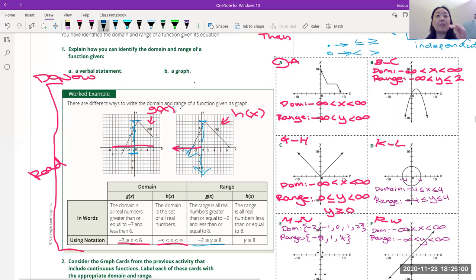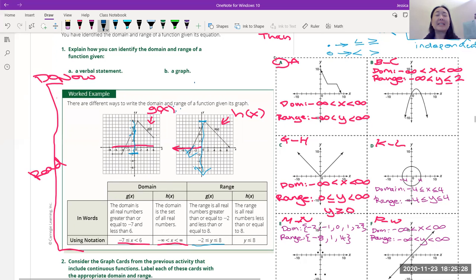All right. And then there are no open circles on any of this stuff. So yeah, that's a closed circle. These are all closed, it can equal them. So yeah, that's why we have -2 is less than or equal to y, which is less than or equal to 8. And this variable is going to be whatever it is. So if it's range, then it's y. If it's domain, then it's x.